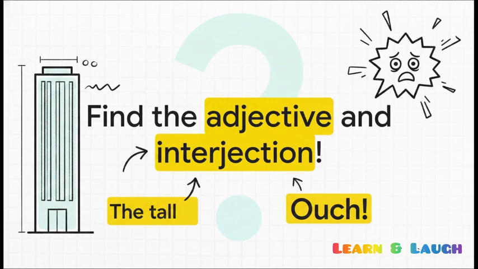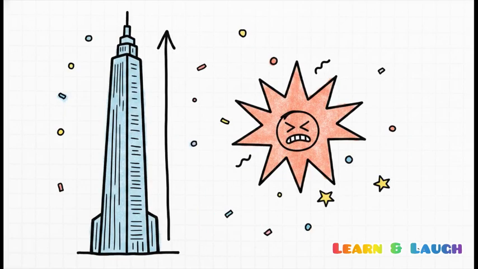Let's try 2 more. Question 3, which word is the adjective in the phrase, the tall building? Think back to what adjectives do. And question 4, what part of speech is the word ouch? Think about the kind of emotion behind it. And the answers are, for question 3, the adjective is tall. It's the describing word that tells us more about our noun, the building. As for question 4, ouch is an interjection. It's a totally spontaneous word used to express a sudden feeling or, well, pain.